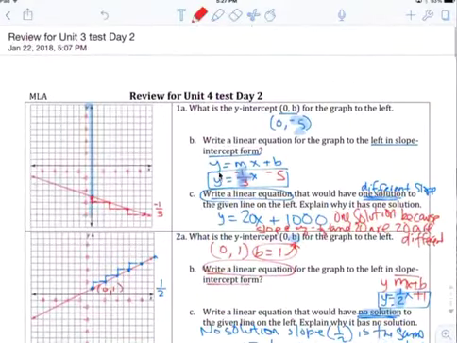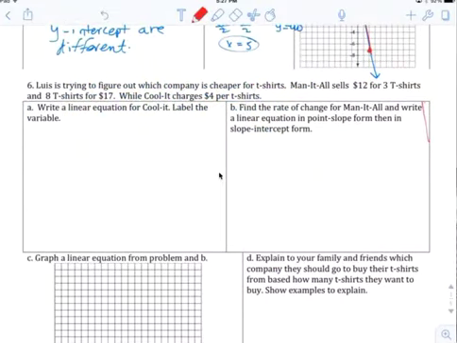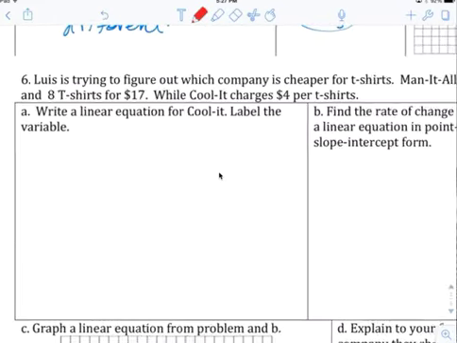Remember, this is review for Unit 4 test, day 2. I think on yours, some of you, I forgot to change it to 4. I can't put that 3, the letters.